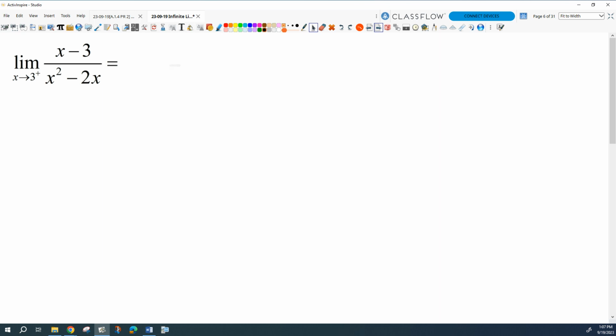That value I'm approaching on the top, I don't even need to be specific here. It's 0. I could say 0 plus, but 0 plus still approaches 0. On the bottom, I get a non-zero value. I get 9 minus 6 is 3. So I'm done, right? That's a type 1. That's an easy one. Evaluate it directly and we're done, okay?